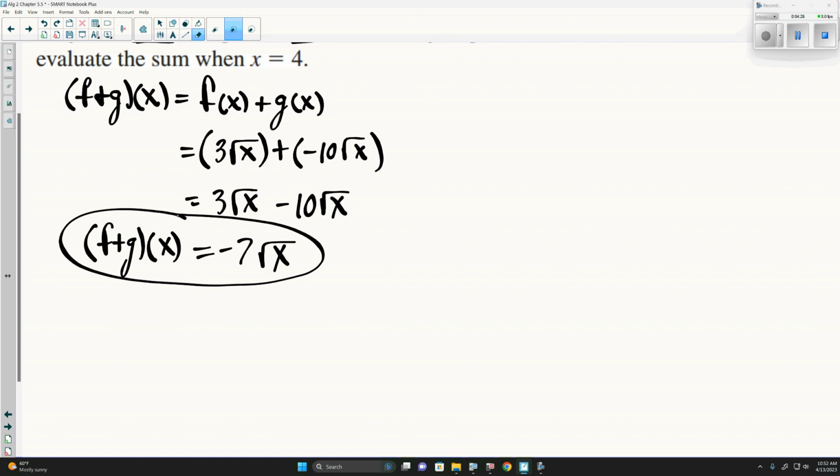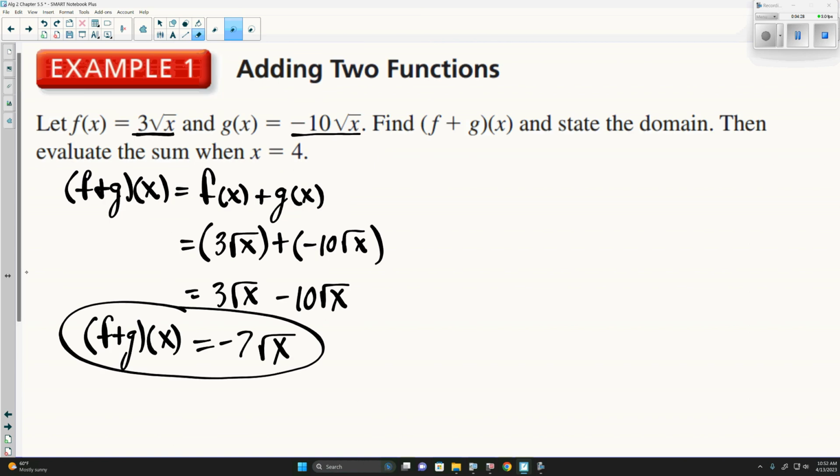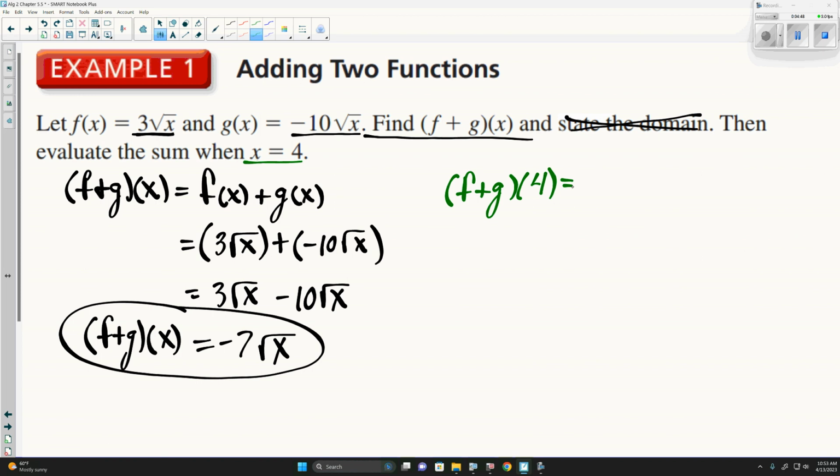Because it did ask us to find out what f plus g of x is. We did that. We did find it. We are not worried about stating the domain. Then evaluate when x is 4. So what that means, evaluate when x is 4, is plug it in. Find out what f plus g of 4 is.